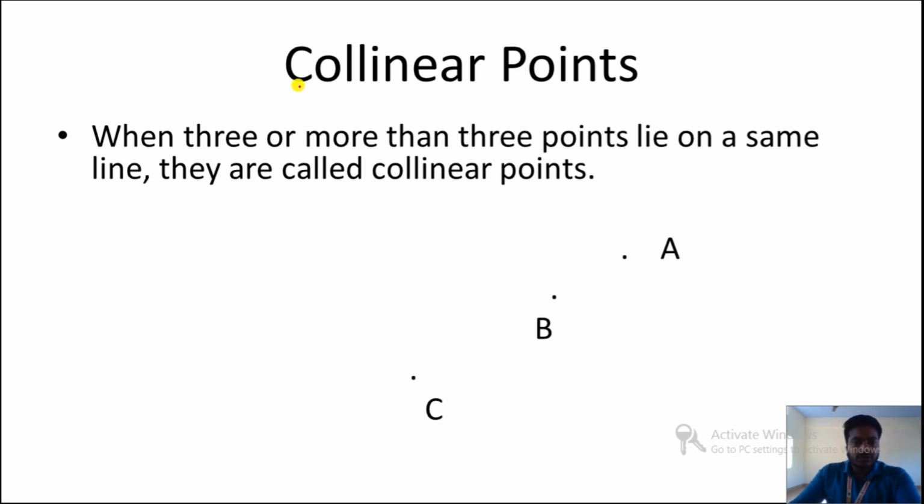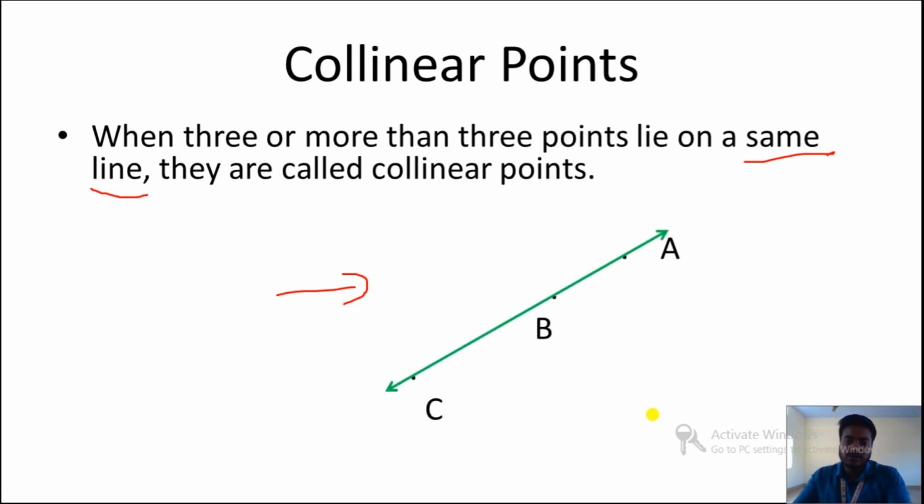Alright, so here we have collinear points. Now what are collinear points? When three or more than three points lie on the same line, they are called collinear points. Here you can see we have three points and all three are lying on the line. Clear now? You can see the points A, B and C. So if three points are there or more than that, in that case they are collinear points. Am I clear to you all?